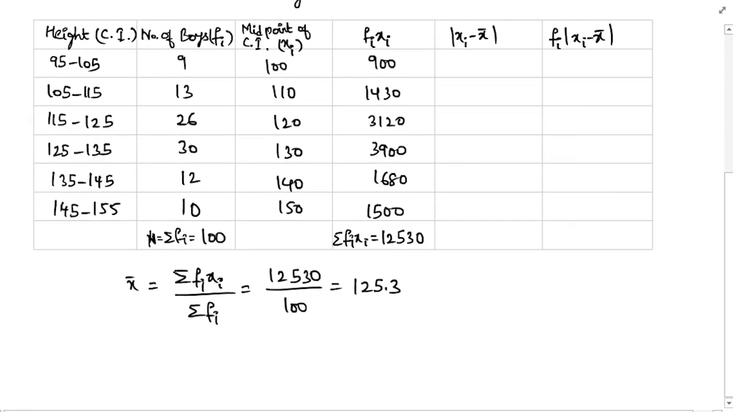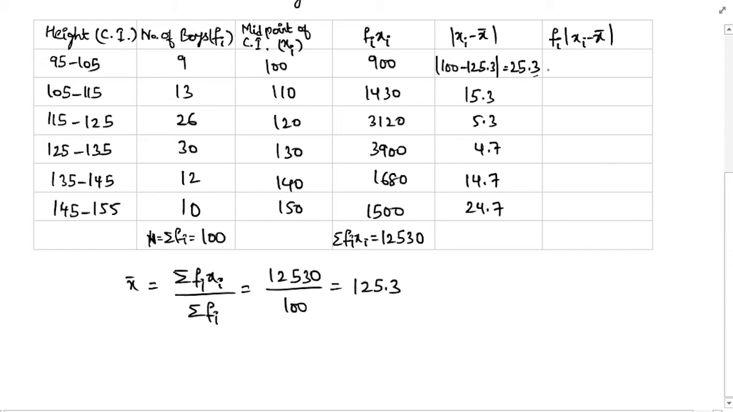So now we got the x bar value, and we'll substitute it here. xi minus x bar, that is 100 minus 125.3, will be equal to minus 25.3 here. Then this will be 15.3, 5.3, 4.7, 14.7, and 24.7.